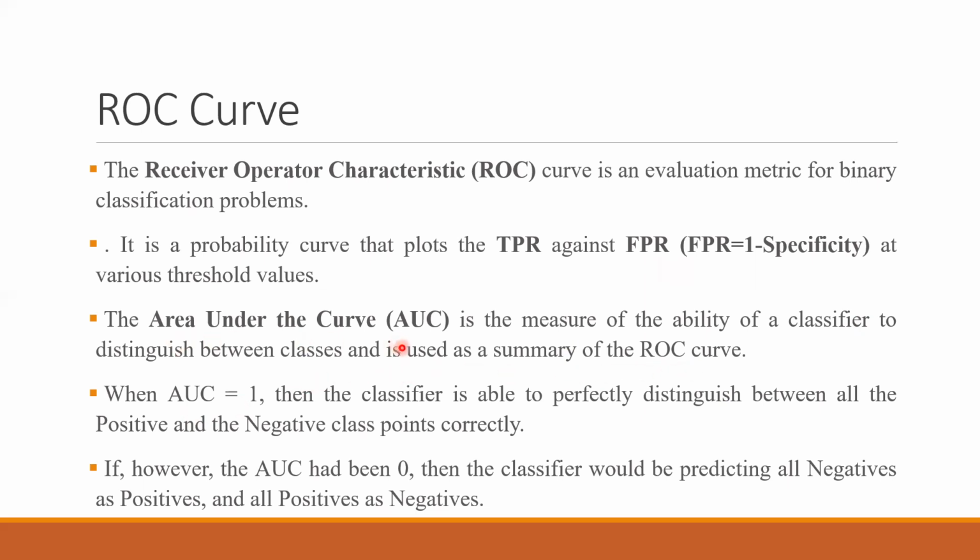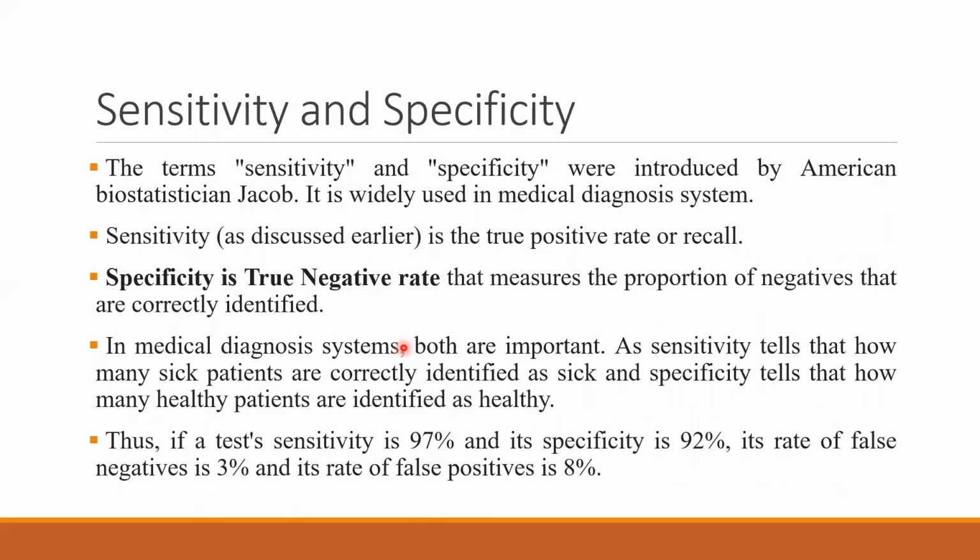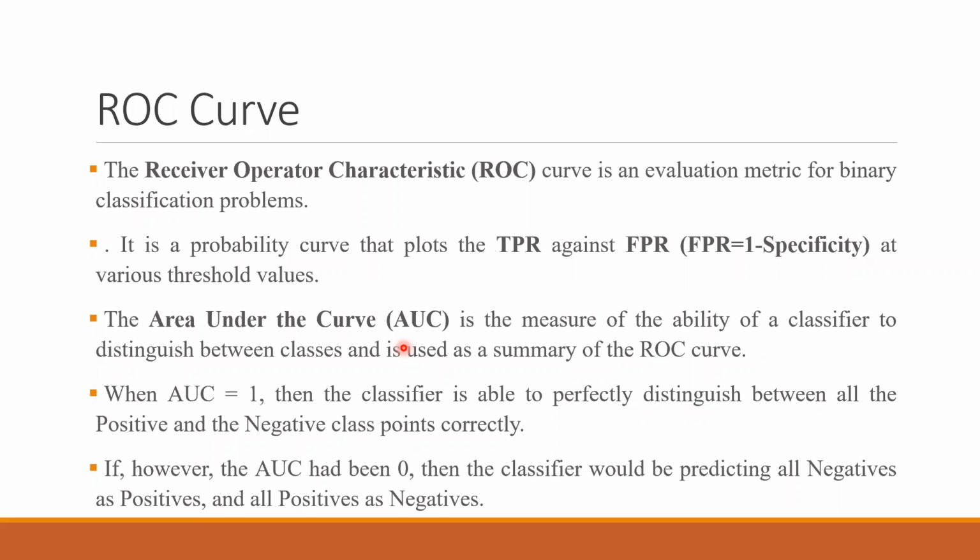AUC is used in combination with the ROC curve, and the ROC curve has to plot the TPR versus FPR. Previously we have just seen TPR, right? We saw the TPR sensitivity, and TNR specificity was TNR. So if you solve it, 1 minus TNR is equal to FPR. So TPR and FPR we are going to plot.